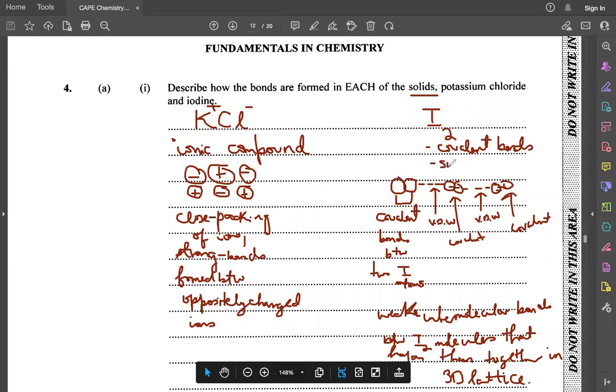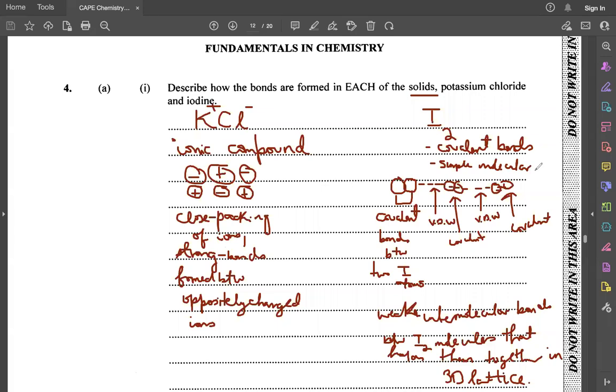Let me just add up here. It's a simple molecular structure, a simple molecular lattice. So that's what we're working with there, and with that, we should be good for our 4 marks.